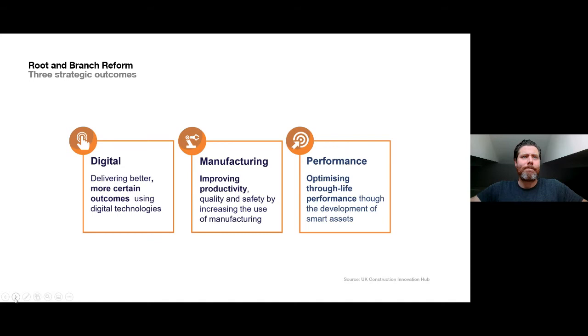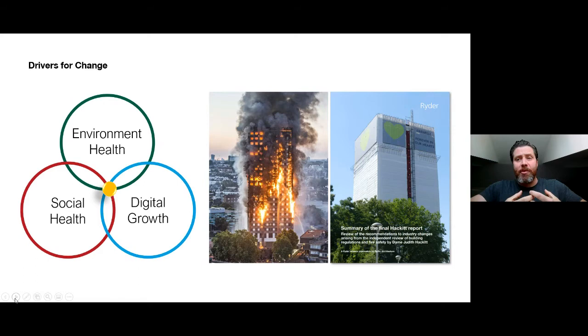We're at this nexus that Alex has referred to around economic activity, climate change, and well-being. I've got it down here as this nexus between social health, digital growth, and environmental health, with a real focus and a lot of new initiatives coming to the foreground. At the center of these is the need to have information on performance. And for me, this is where the golden thread starts to develop.